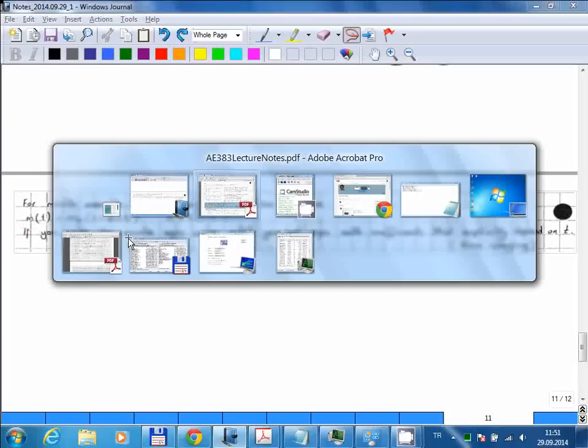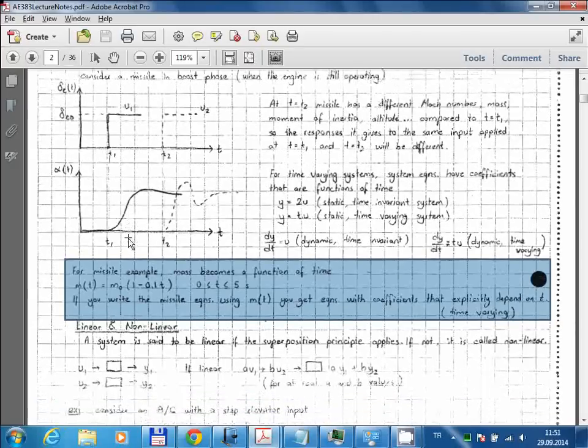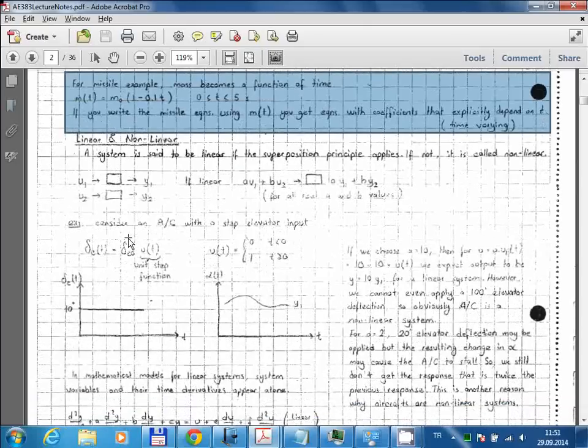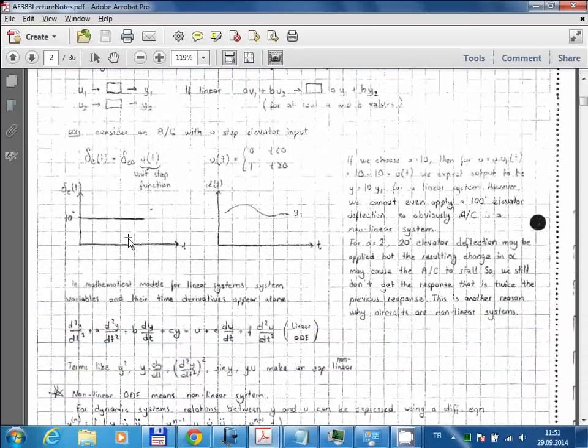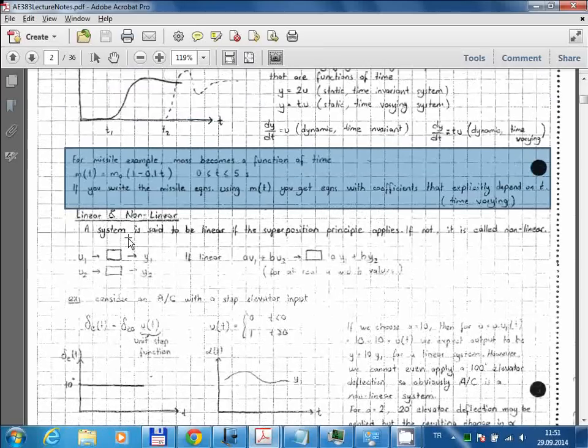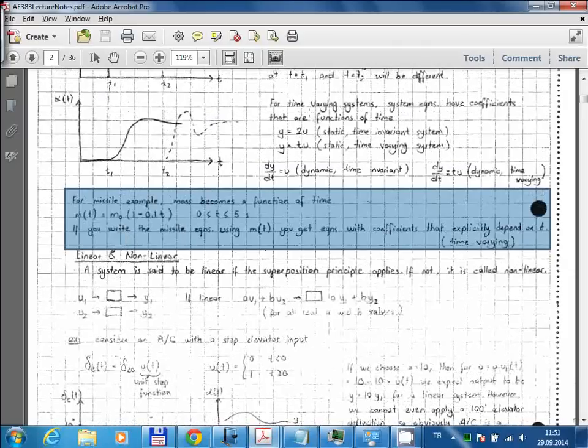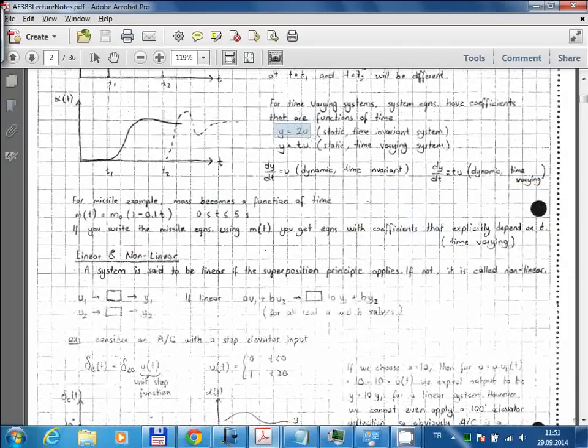So if you come back here, this was the previous example, remember? Output is equal to 2 times the input. This is a time invariant system because you don't see t explicitly in that equation. But if you had something like t times u, then this is obviously a time varying system because of this t term. So it's very easy to recognize time varying systems from their equations as well.